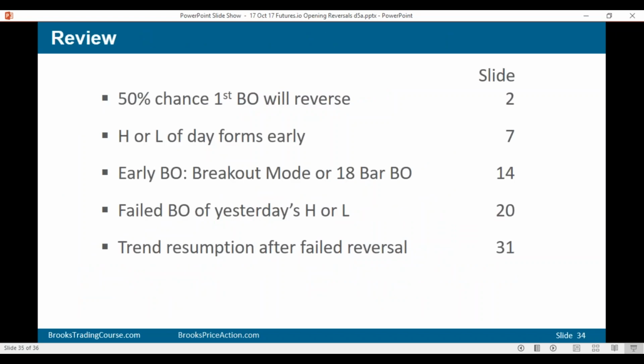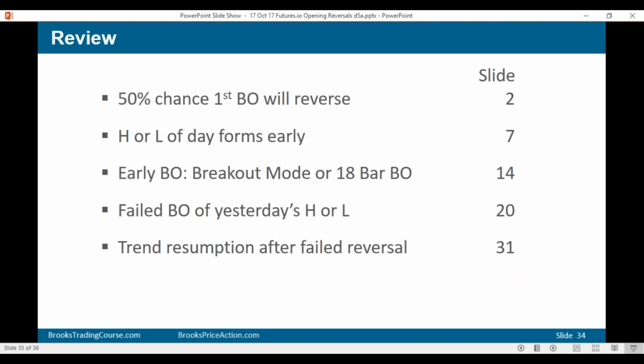All right, so that's all I wanted to say. I wanted to make the important point that on the open, you very often get a strong leg up or down, but anytime you get a strong leg on the open, 50% chance that first breakout will fail and reverse. Next, the high or low of the day forms early in the day. 90% chance that the high or low of the day will be present by the close of the 18th bar.